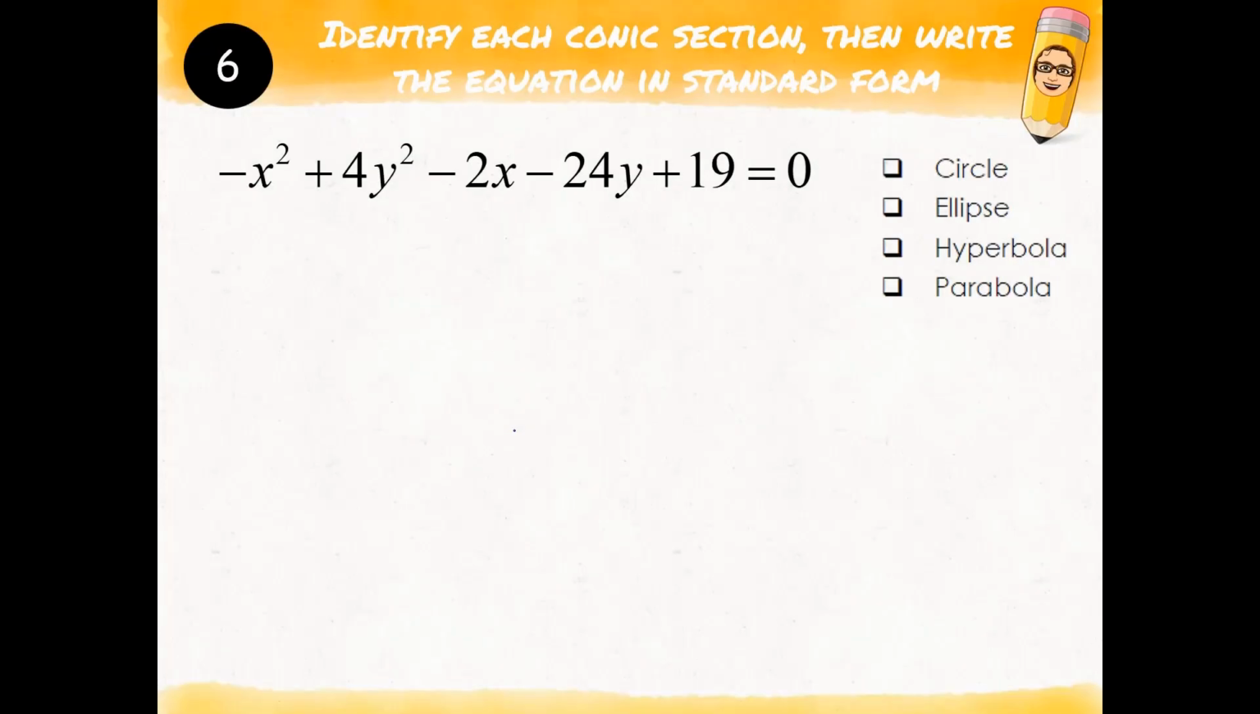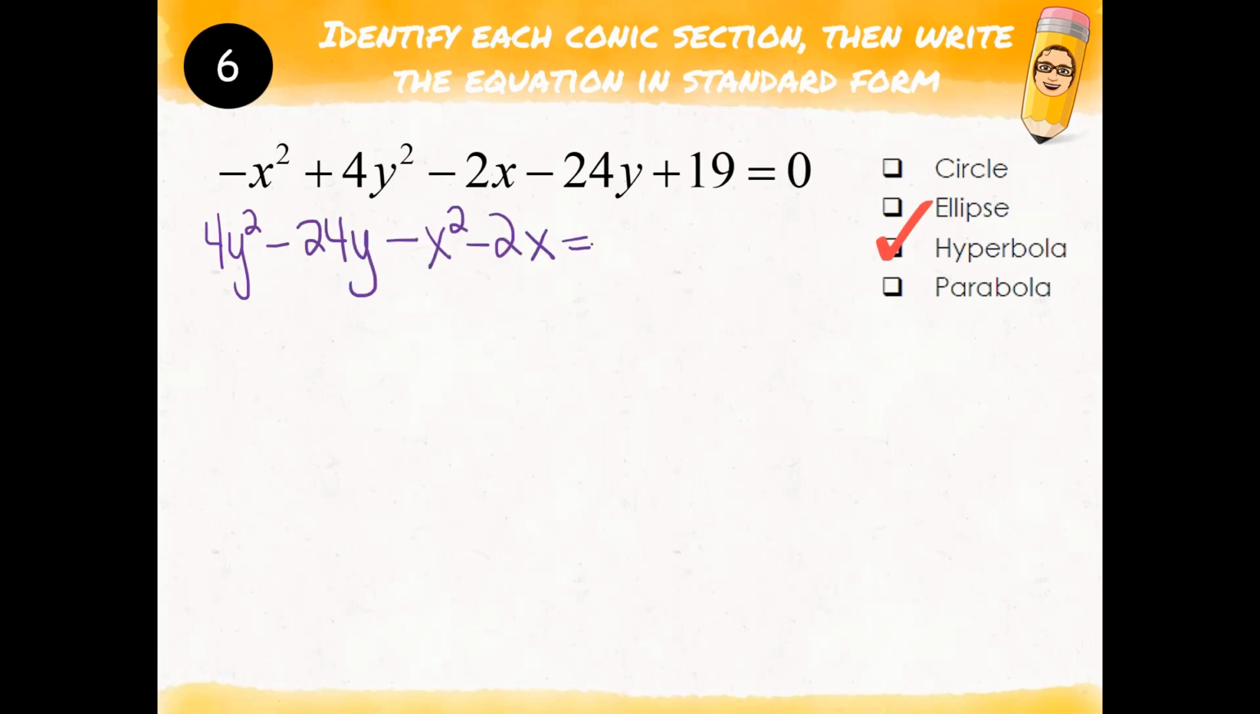Let's try number 6. So I see double squareds, so it's definitely not a parabola. And since they're different signs, I know that this is a hyperbola. So let's group the guys together. And you know what else I'm going to also do? I am also going to put the positive squared guy first. So I want to make sure that the y's are going to show up first. Reason for why I am doing that.